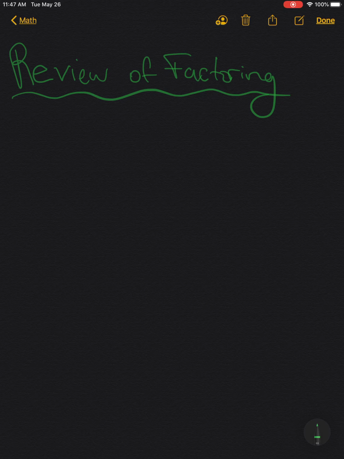Hello everyone. Today we will be reviewing factoring. Factoring is when you take an expression and you go backwards and figure out what multiplies to give you that expression. So I'm going to be first looking at GCF type of factoring, also known as greatest common factor. Okay, and I'll use this as an example.